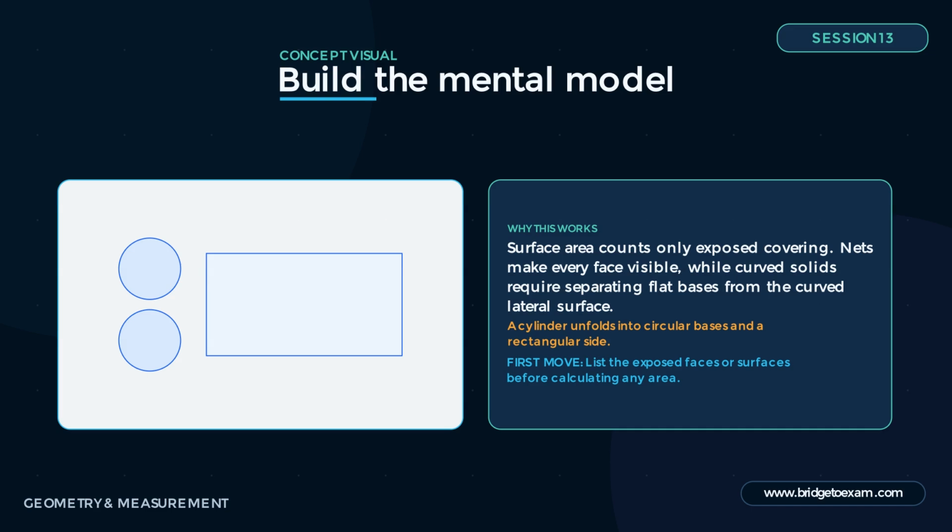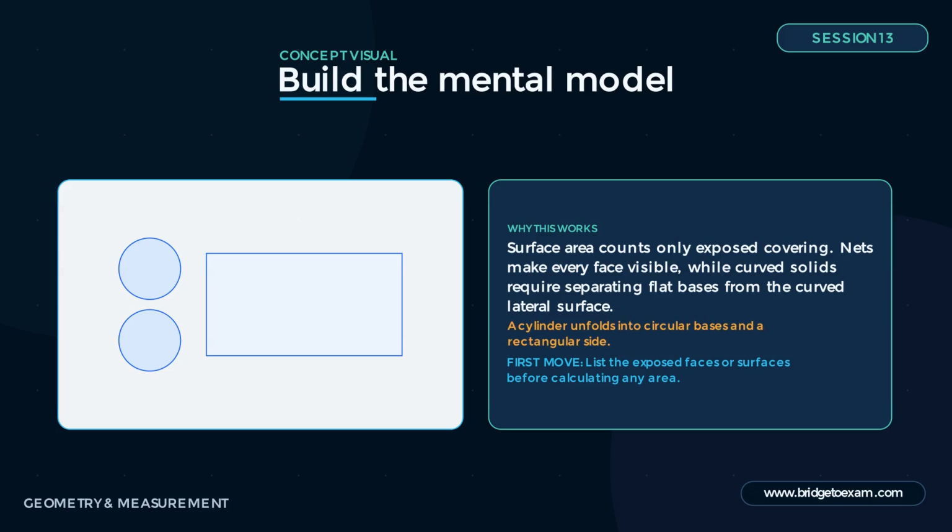Nets make every face visible, while curved solids require separating flat bases from the curved lateral surface. Draw or imagine a cross-section and decide whether you are filling the solid or covering it. This separates cubic volume from square surface area.